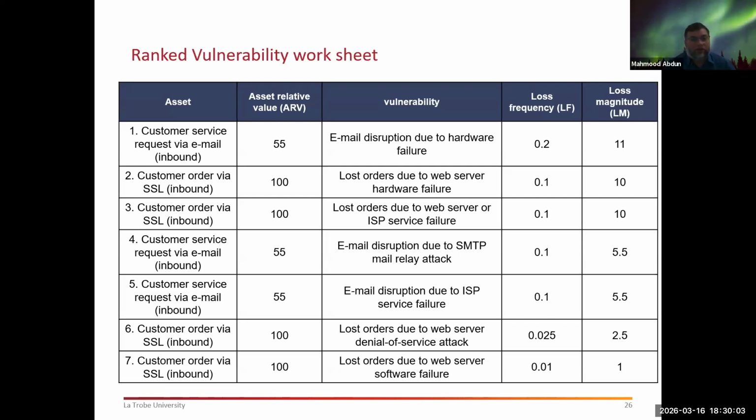Okay, so then this is already ordered in terms of risks. You can see the lowest risk is still a risk because the loss frequency is so insignificant, right? 0.01. It hardly ever happens. Lost orders due to web server software failure, and therefore the loss magnitude is just 1. You can safely ignore this risk and you accept this risk. So you don't do anything about it. You write it down that this is a risk that we accept. And all the risks that you accept, you put in a separate section. You say that these are the risks we have evaluated as acceptable, and therefore we do not mitigate or remove those risks.